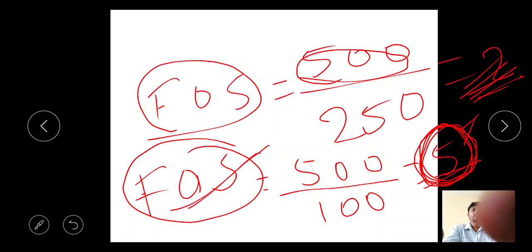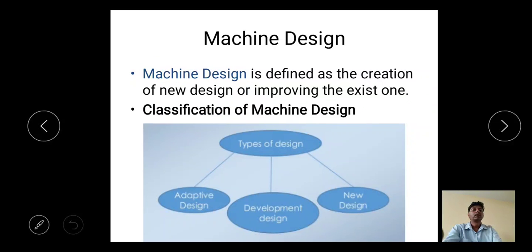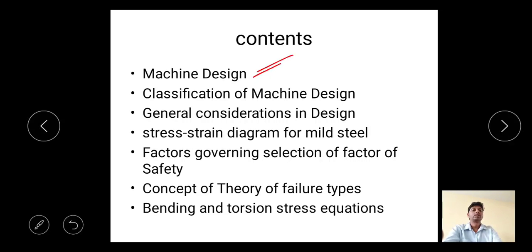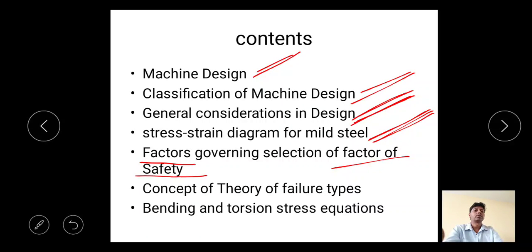So we have briefly discussed all these things. In this chapter, we have discussed what machine design is, the classification of design considerations like load, stress and strain, the stress strain diagram, and the factor of safety. It is nothing but ultimate or maximum stress divided by working stress. Just remember that formula and the four factors: it depends on the load, which type of load, and on the material, whether it is a brittle material, like that.